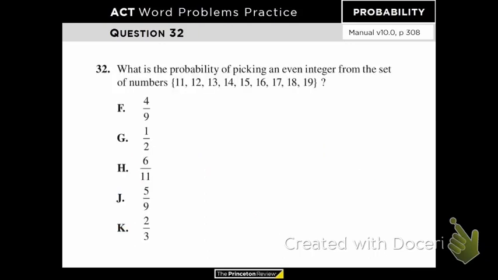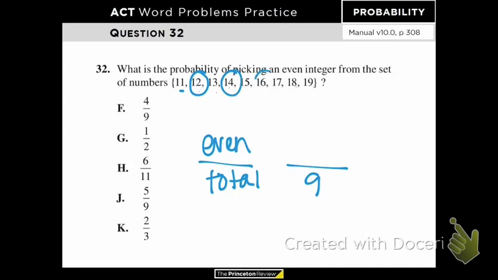32, what's the probability of picking an even integer from this set of numbers? So again, I need to count how many are even out of the total. So just counting, there's 1, 2, 3, 4, 5, 6, 7, 8, 9 total numbers, and we want to see how many are even. So 12, 14, 16, and 18. So there are 4 evens out of 9 total. So the answer is F.